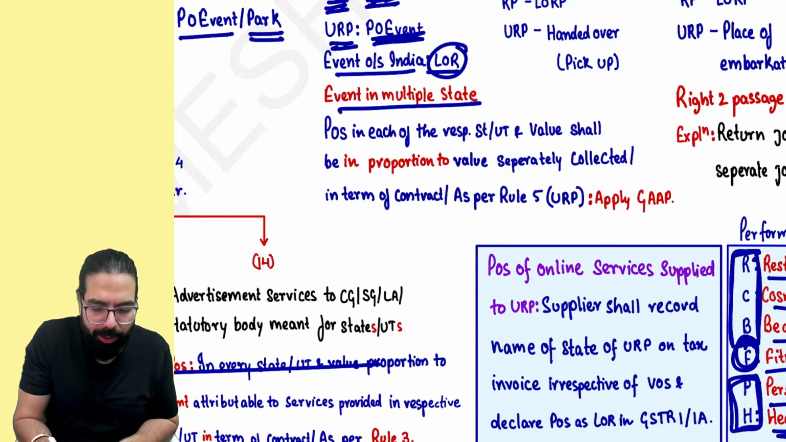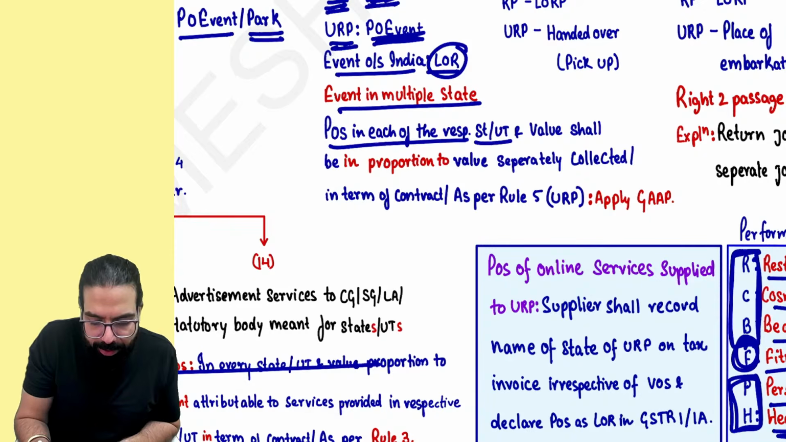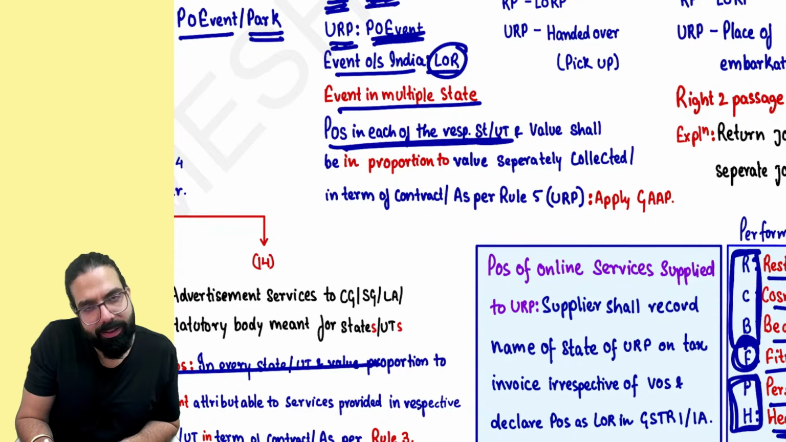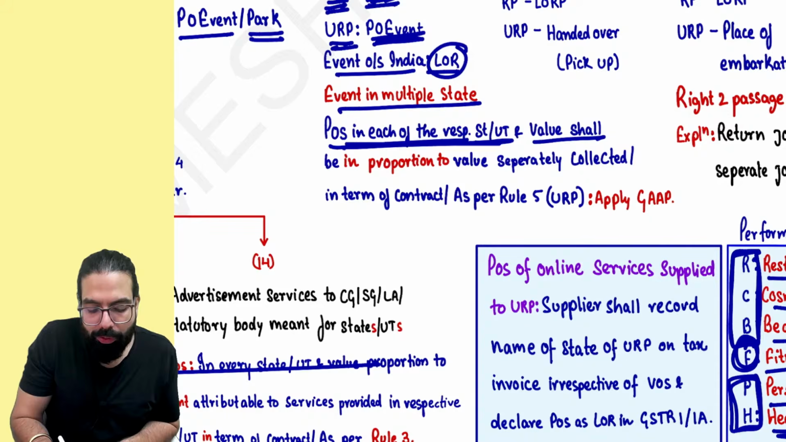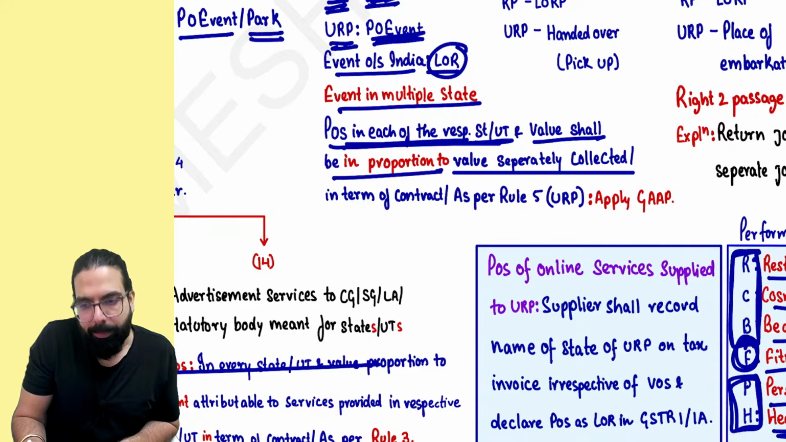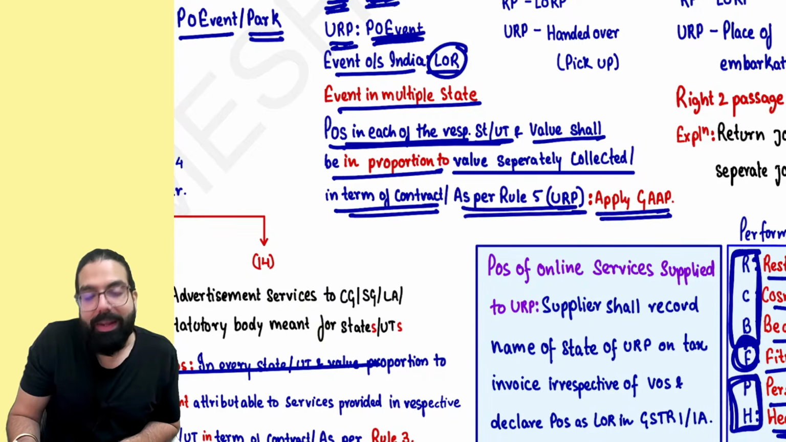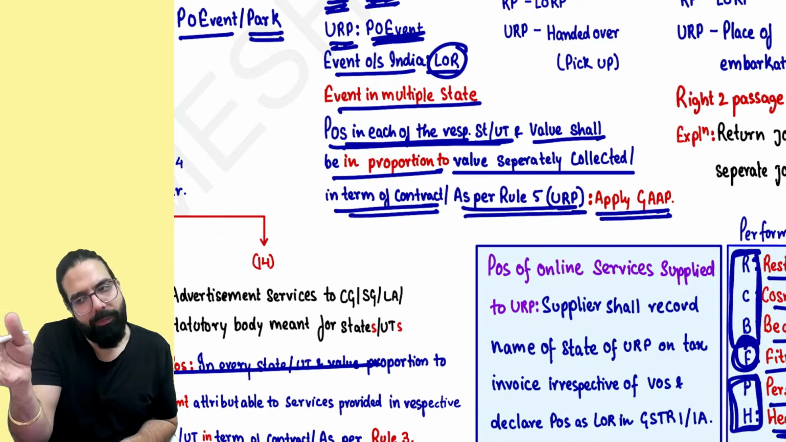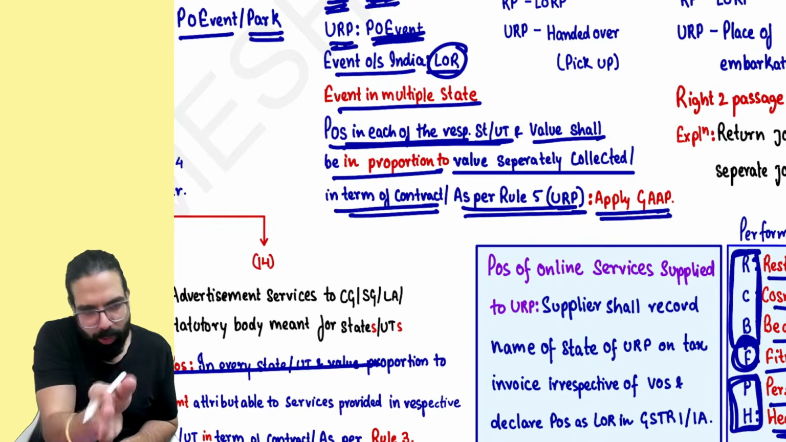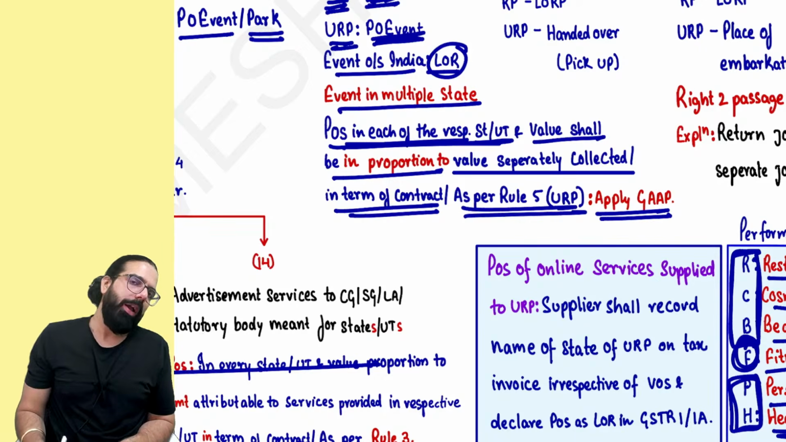That's all they have gone ahead and told. Place of supply in each of the respective states. If 3 states, then place of supply in 3 states. The value shall be in proportion to the value collected separately. Either I should collect separately, or in terms of the contract we have to figure it out, or we have to go ahead and apply GAAP. GAAP means you apply your brain and find out how you do the accounting. 1:1:1. Are we all clear?